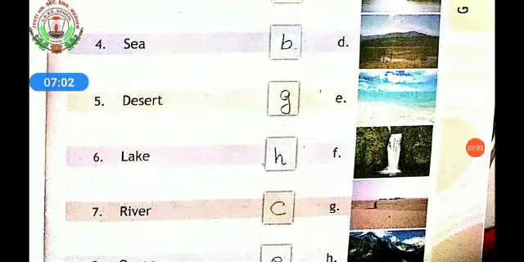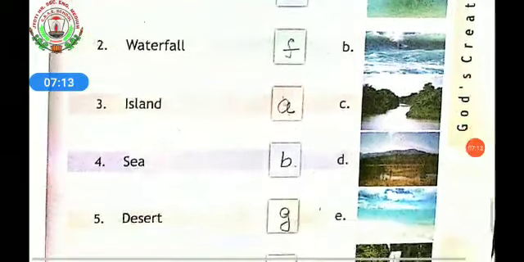Next picture is river. You can see it is river. River means the water which is flowing in the land, so C we will write before river. Next D is the picture of mountain. You can see the land, rising land, so it is mountain, so we will write D before mountain.